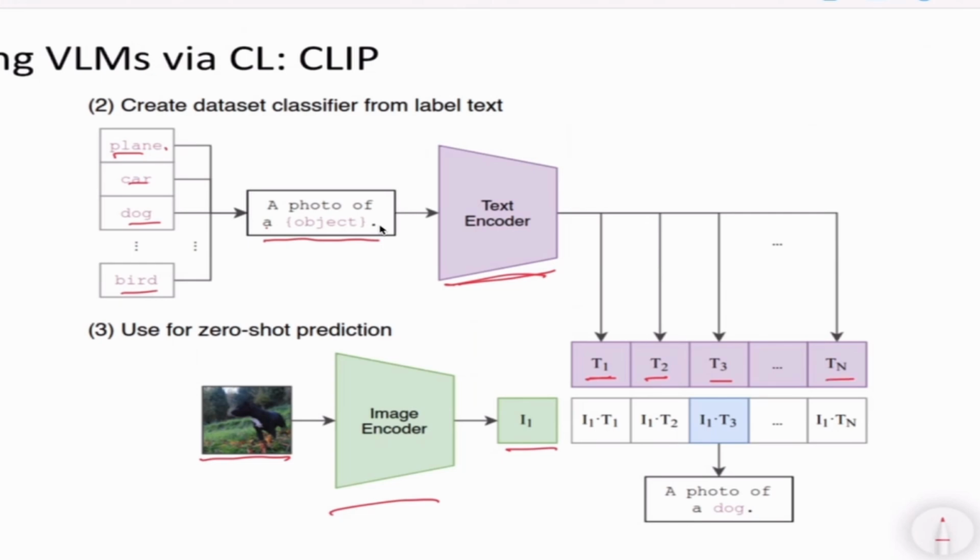And then you do what? Normalize it and take the dot product. Wherever you get the maximum response, that's the class. And the maximum response corresponds to the photo of a dog, and that's the label. So that enables something which is the so-called open set classification and open set detection, because you have seen 400 million samples coming from the internet, and they have all kinds of objects.